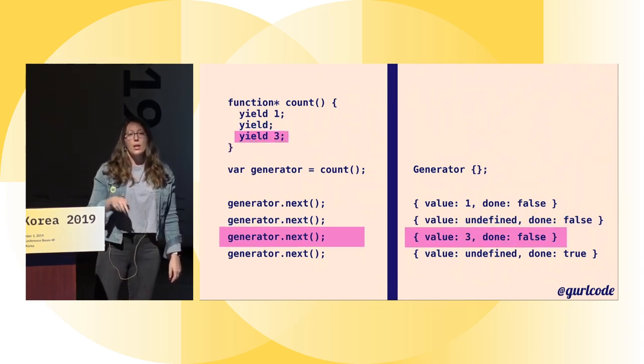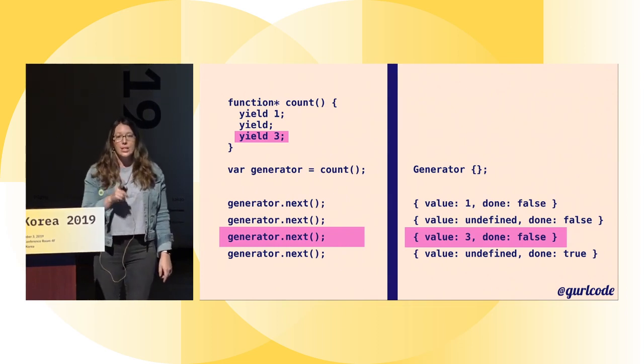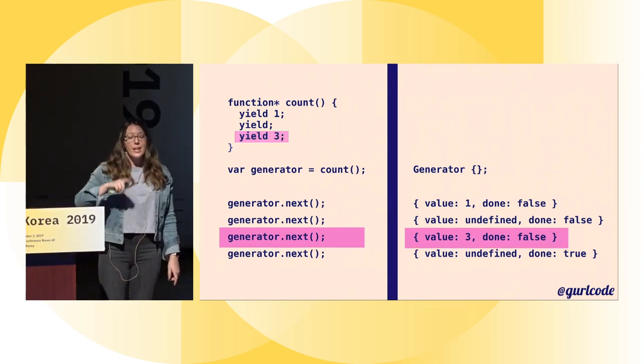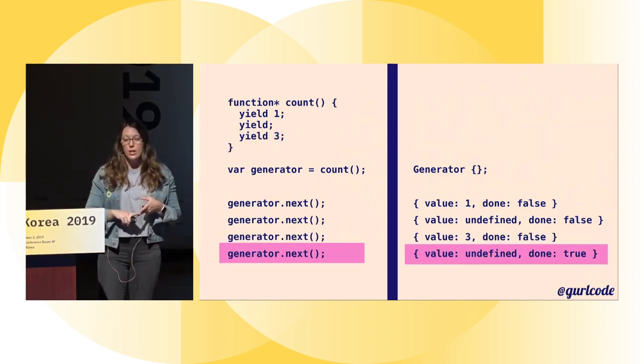So the value is 3. But done is still false because we've paused at yield 3. So once we call next again, now the generator is going to say, yes, we're actually done. So we didn't yield a value, and now done is actually true.